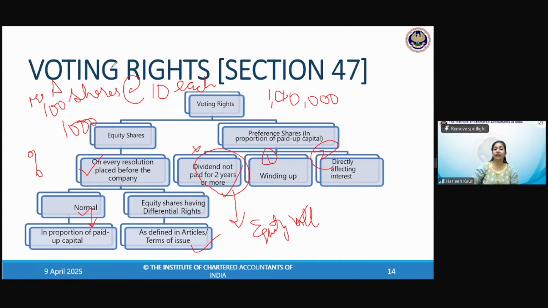How much percentage of share capital? 1% or 10%? Everyone is on the same page. 1% of the share capital you're holding, or 10%. Okay, let's assume it's 10%. Let's make it 10 lakhs then.